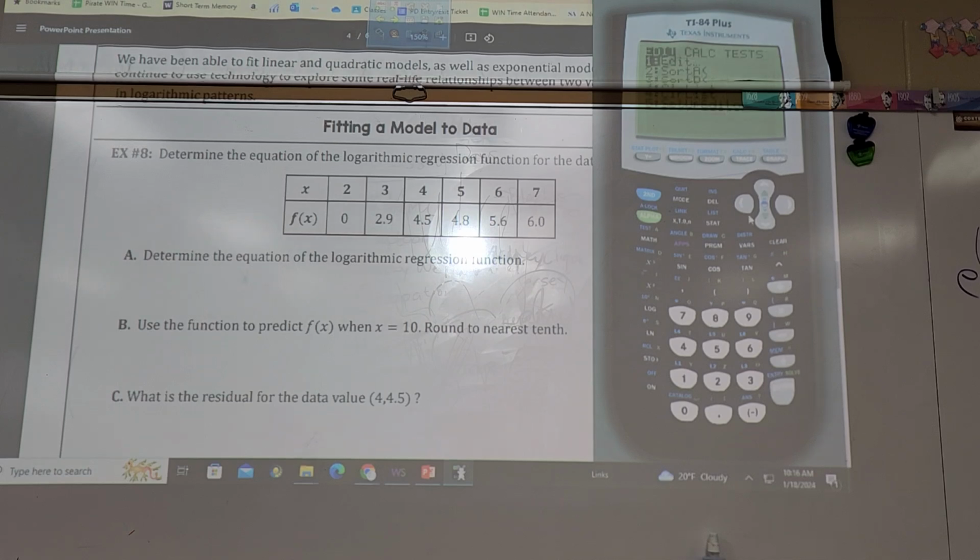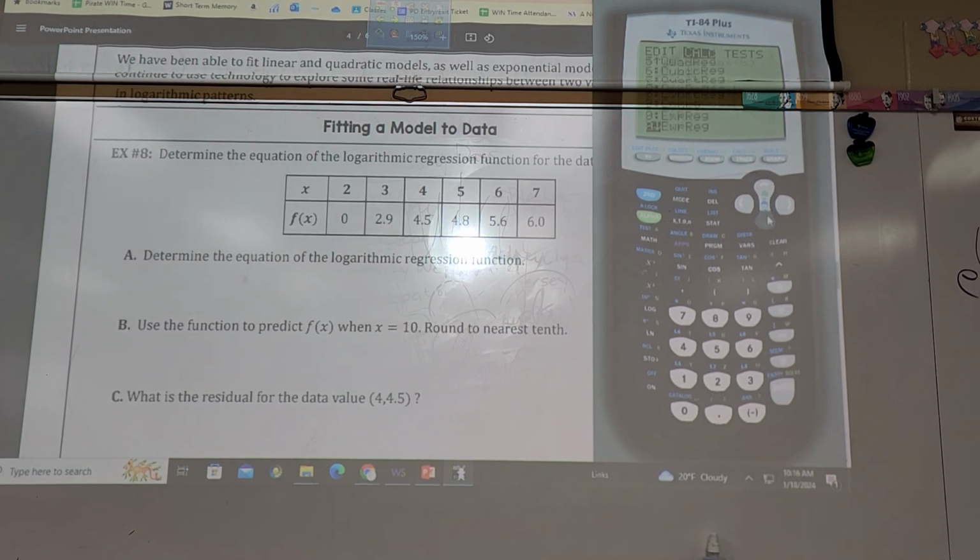I'm going to hit stat, calculate, right? Which one do you think we should use? Do we want to use natural log or regular log? You want to use natural log reg or logarithmic reg? All right, let's see what happens. Are you sure that that's log? You guys don't want to do B?